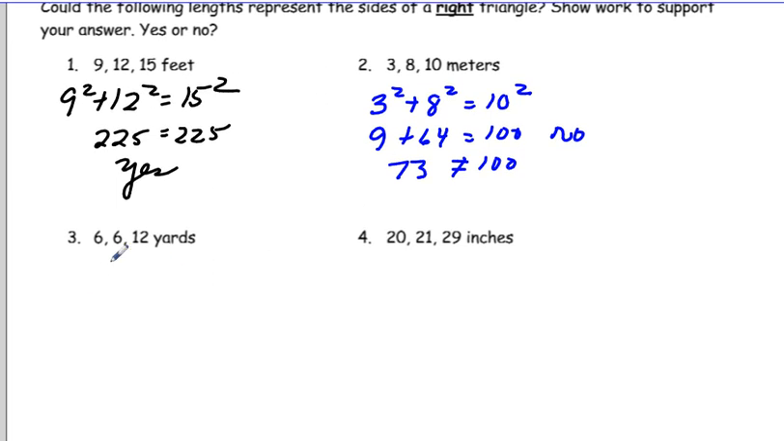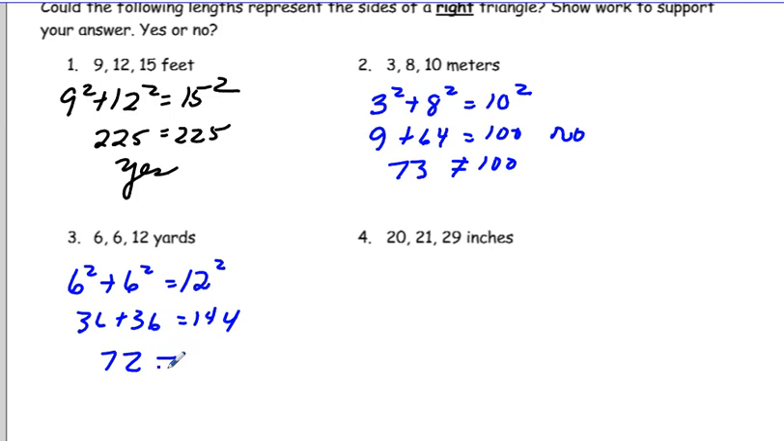All right, our next example, we have 6, 6, and 12. Again, we're making sure that c is the biggest side. 6 squared plus 6 squared is equal to 12 squared. 36 plus 36, is that equal to 144? 72 is not equal to 144, so that is not a right triangle.